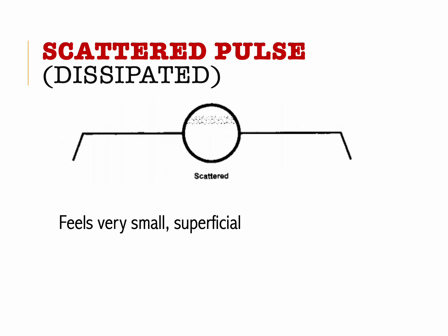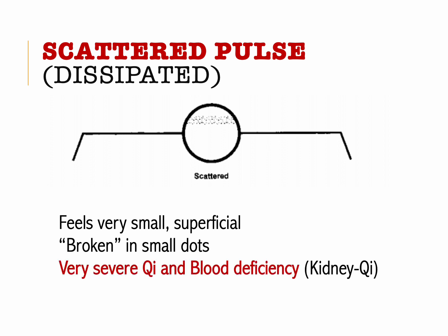Scattered pulse, or dissipated pulse, feels very small and is relatively superficial. Instead of feeling like a wave, the pulse feels as if it were broken in small dots. Scattered pulse indicates very severe Qi and blood deficiency, particularly kidney Qi. It always indicates a serious condition.